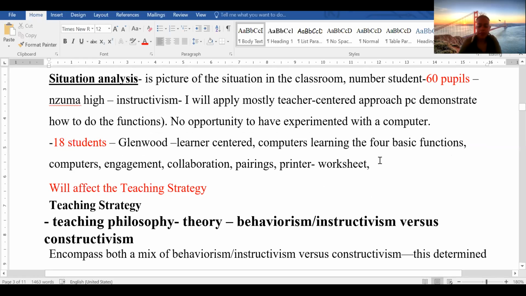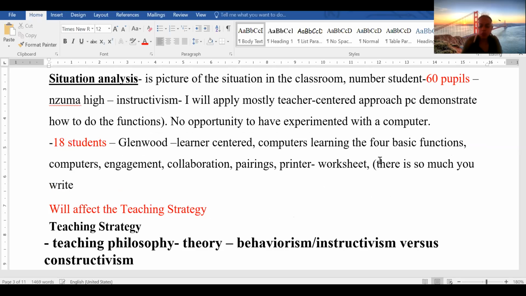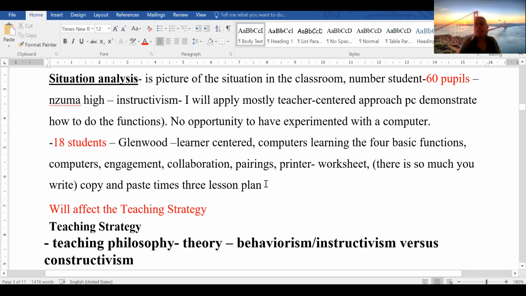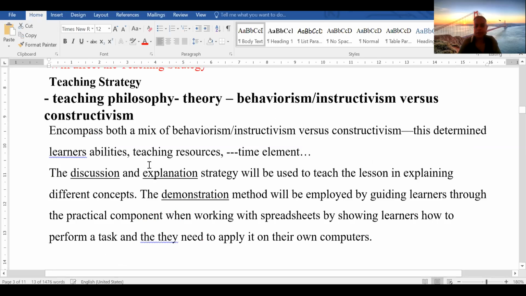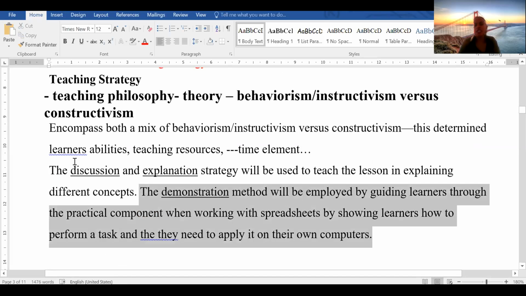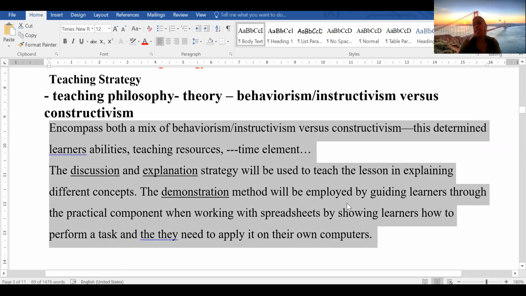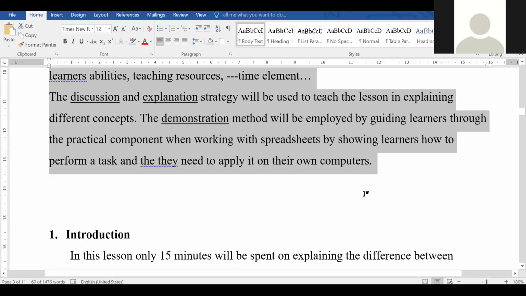So you cannot tell me that you have nothing to write here. There's so much you can write. And once you write one here, you can copy and paste times 3. So you don't have to do it in the 3 lesson plans, because the lesson plan for grade 10 will be one and the same. So you can copy this, and then make small changes on the other lesson plan, or even use it and just write, because they are the same.